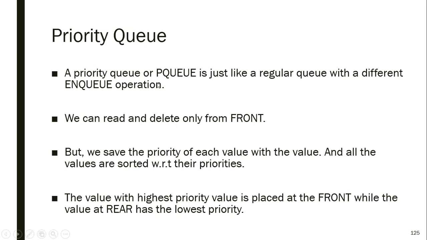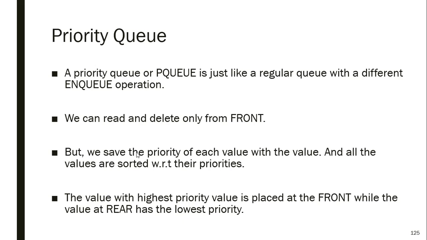The value with the greater priority will be inserted at the front, and the value with the least priority will be at the rear end. That's why I called it an unethical version of queue, because it implements this VVIP culture. So how will we know the priority of each value? It means we are going to have an extra value stored with the original value, and that will be the priority.